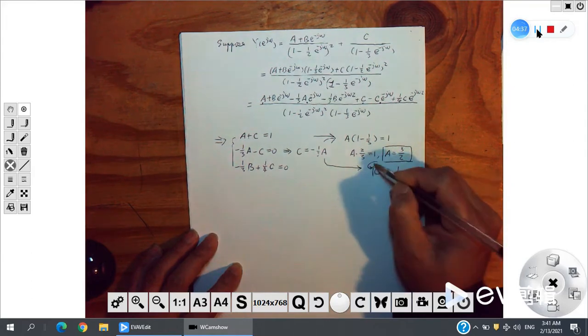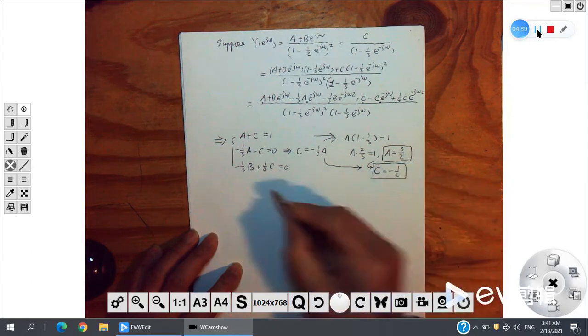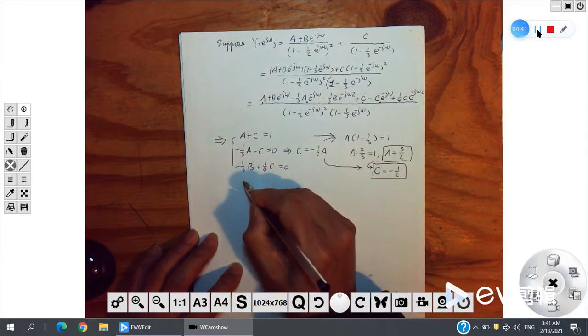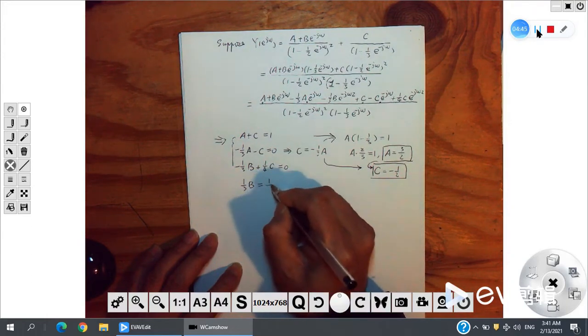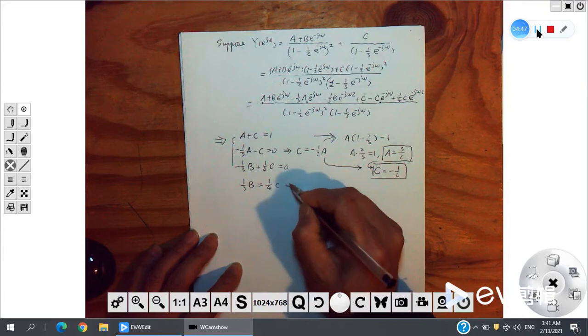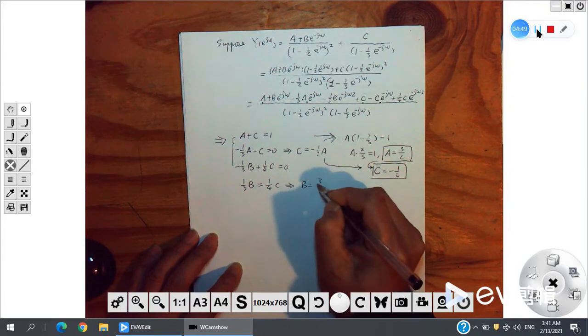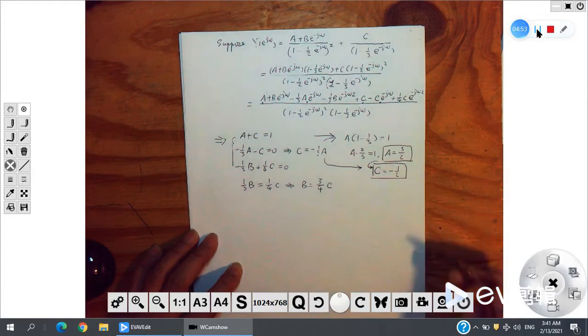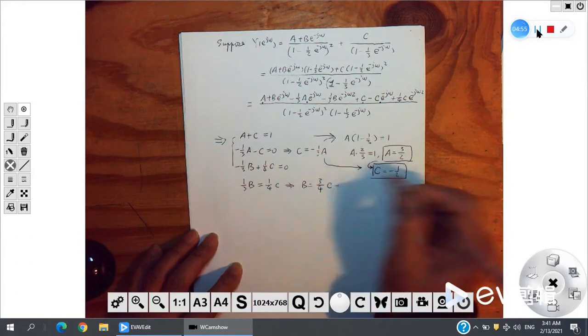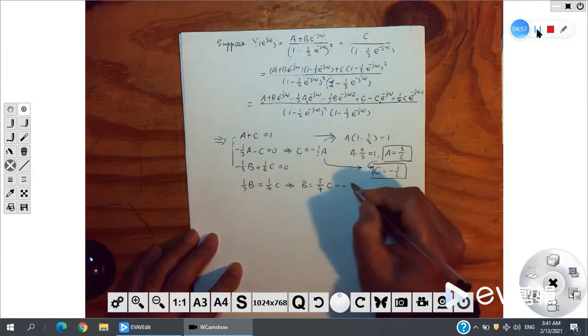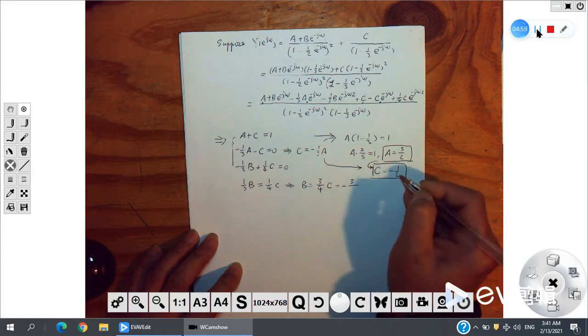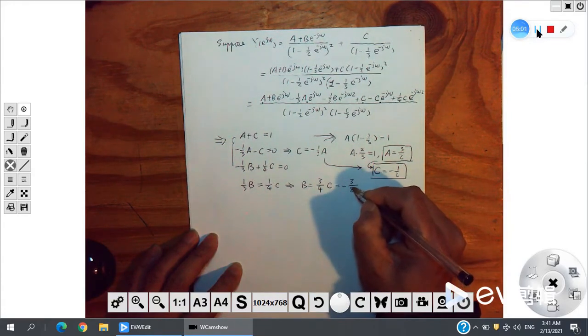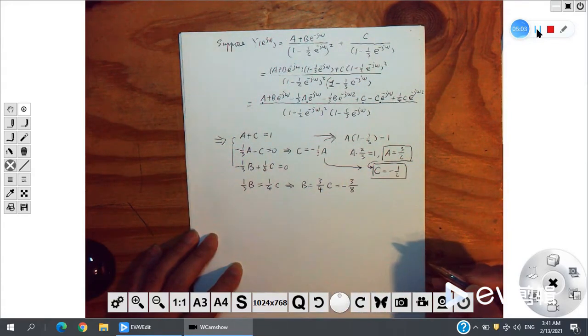So we have C is -1/3 times this, which is -1/2. And then B is here. We have 1/3 of B equal to 1/4 of C. So B is 3/4 times C. And C is -1/2, so this is -3/8. Oh, am I good? Yeah, should be good. Okay.